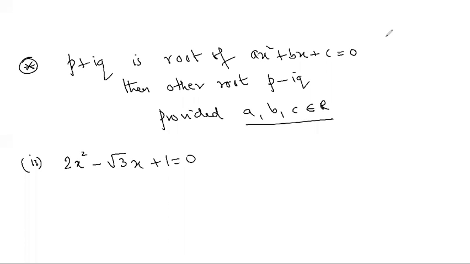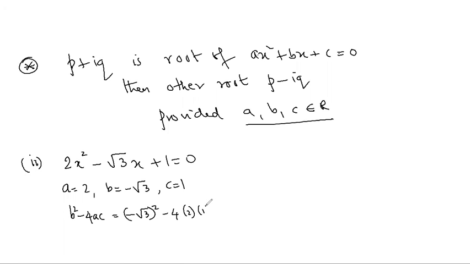Okay, let's check the answer. a is 2, b is minus root 3, and c is 1. b square minus 4ac we will always calculate separately. Minus root 3 square minus 4 into 2 into 1. So 3 minus 8, minus 5. x is minus b plus or minus root b square minus 4ac upon 2a.